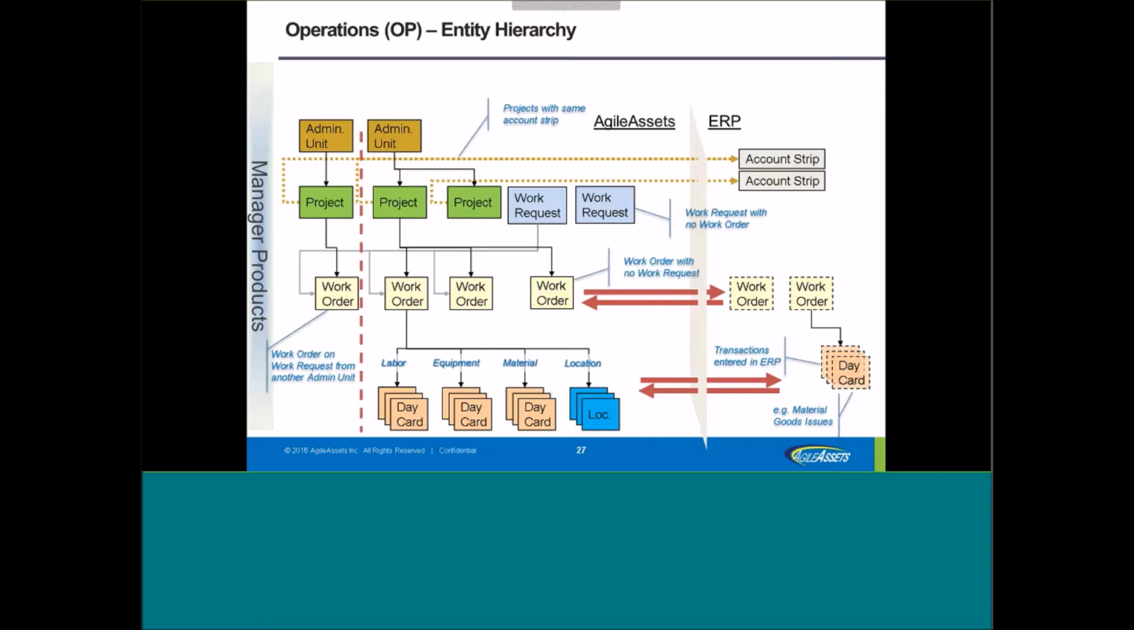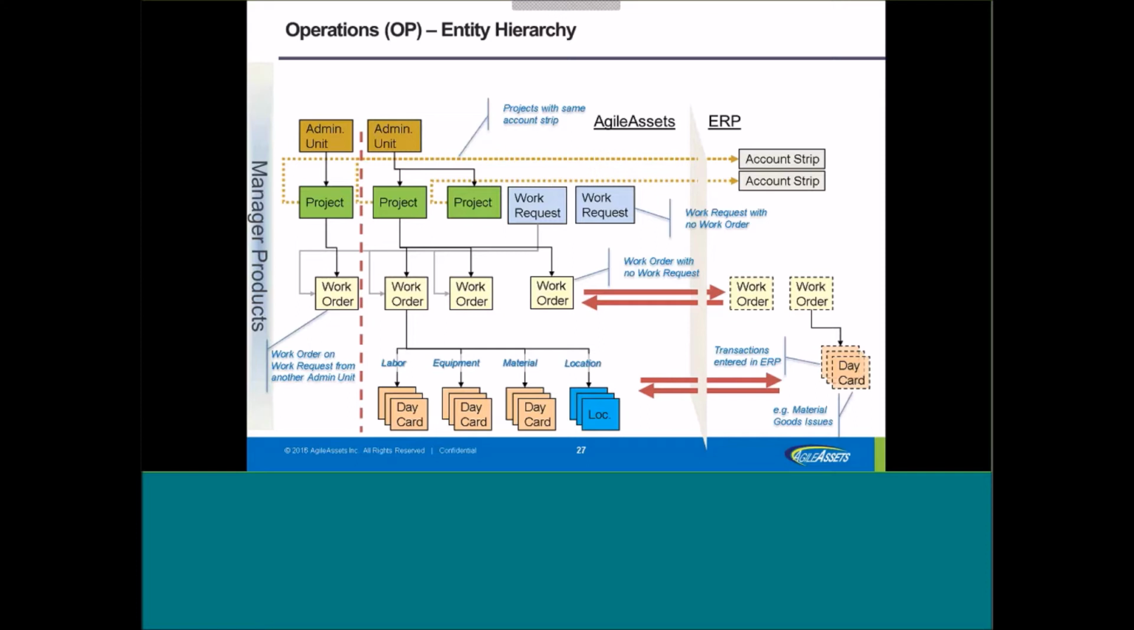Next level down is the main work orders level. Really, that's the hub of our operations area. Everything revolves around work orders, and that's where all the costs are calculated. And so you've got these work order entities that you really want to record everything under.